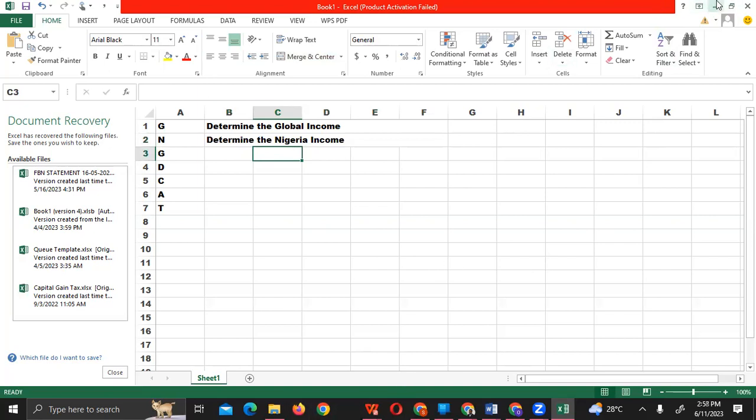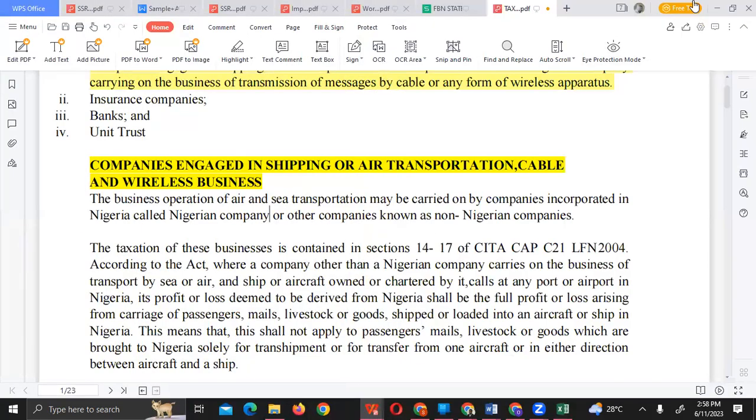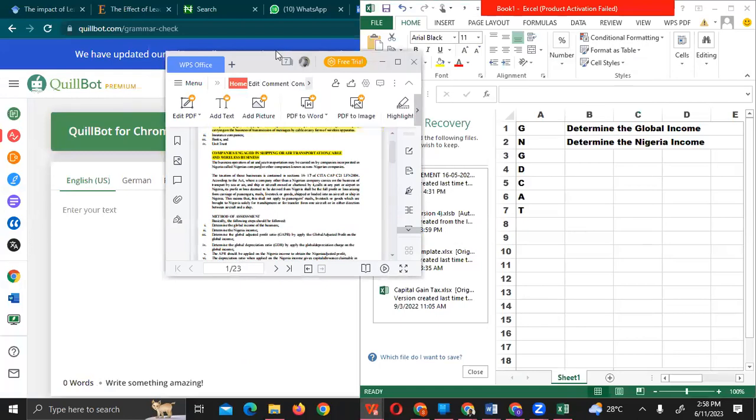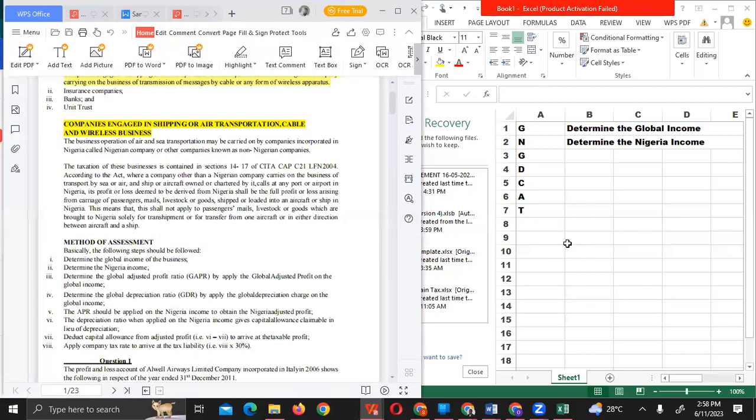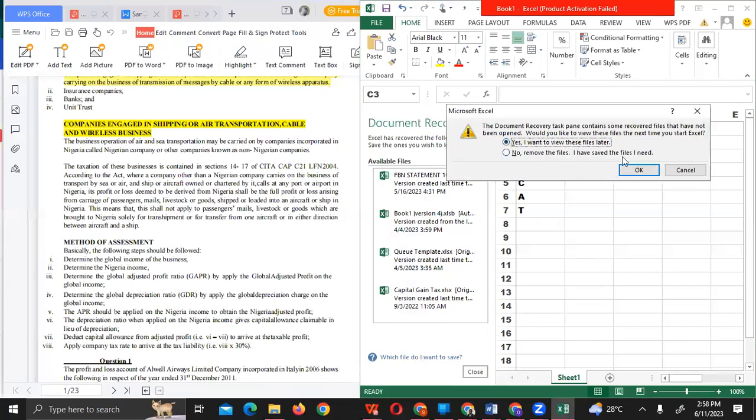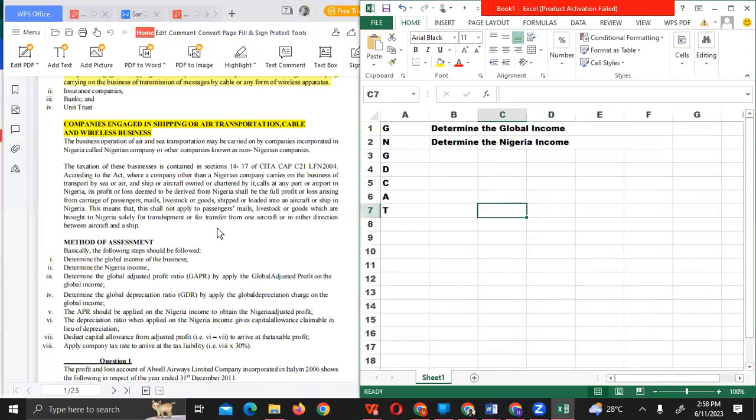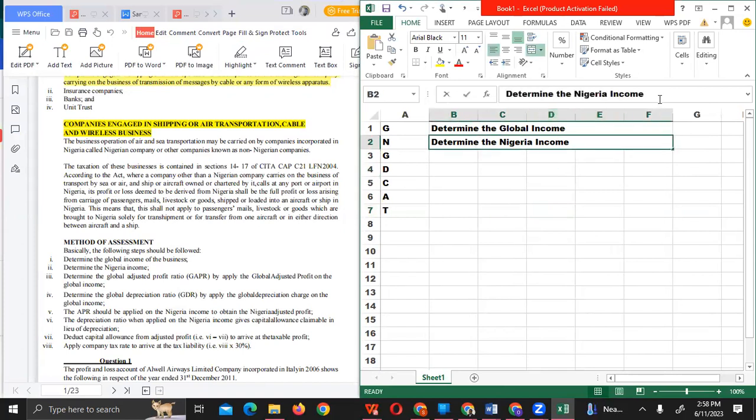So, determine the Nigerian income. That's the next part of it, right? And the Nigerian income, we said, is income in Nigeria. The problem is, how do I identify this income? Can anybody suggest how to identify this income? Hello?